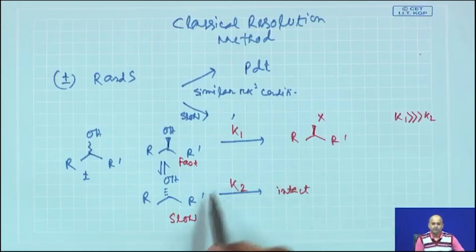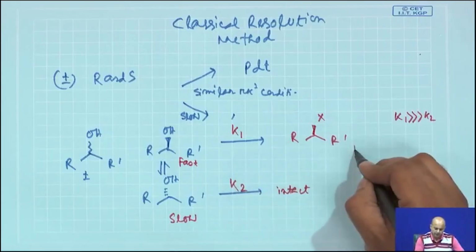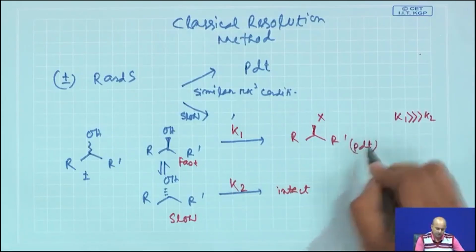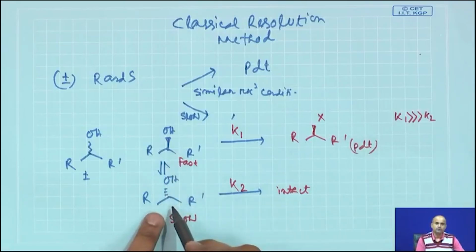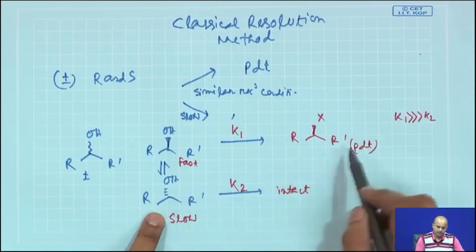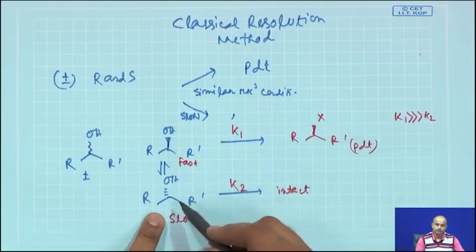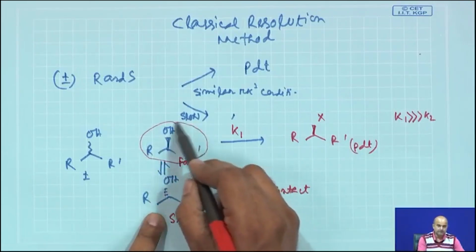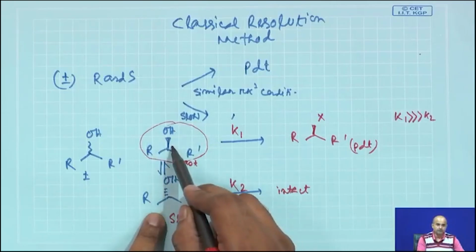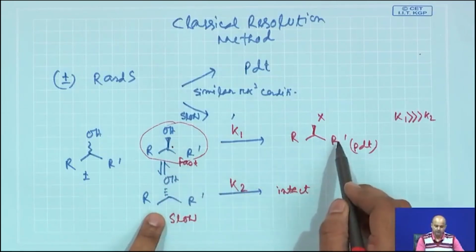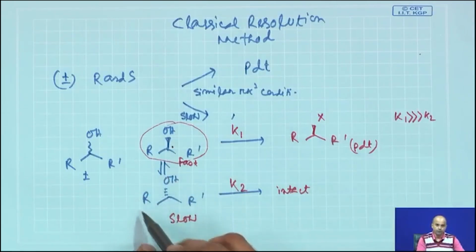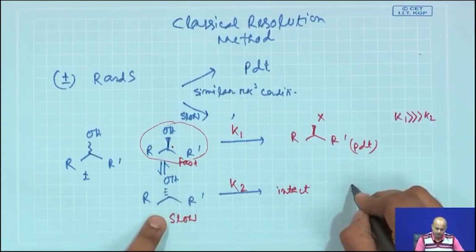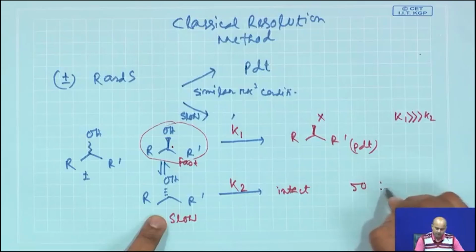Now, what happens? If it reacts very fast, the one enantiomer, you will get this product. Now, this enantiomer does not react. So, after this reaction is over, or 50% of this enantiomer reacts, because you only have 50% as it is a racemic mixture, you get this product. Now, this 50% slow reacting enantiomer does not react. So, it remains intact.